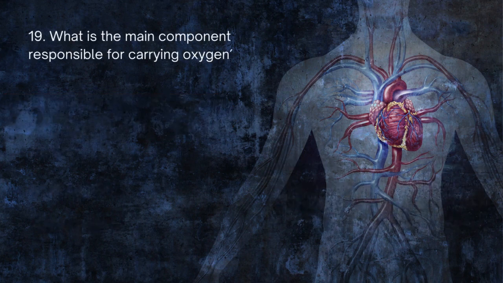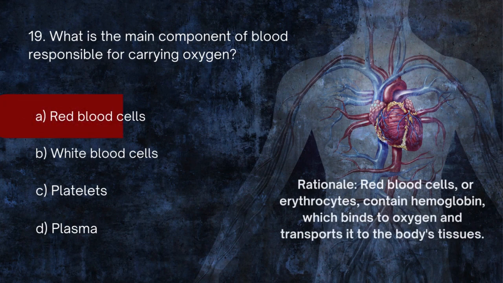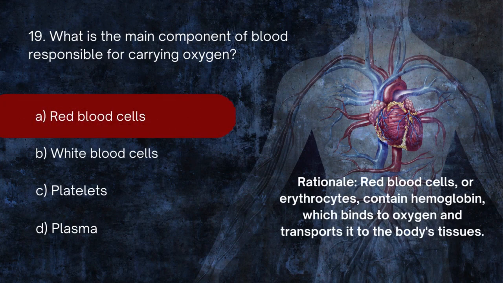19. What is the main component of blood responsible for carrying oxygen? A. Red blood cells. B. White blood cells. C. Platelets. D. Plasma. Rationale: red blood cells, or erythrocytes, contain hemoglobin, which binds to oxygen and transports it to the body's tissues.